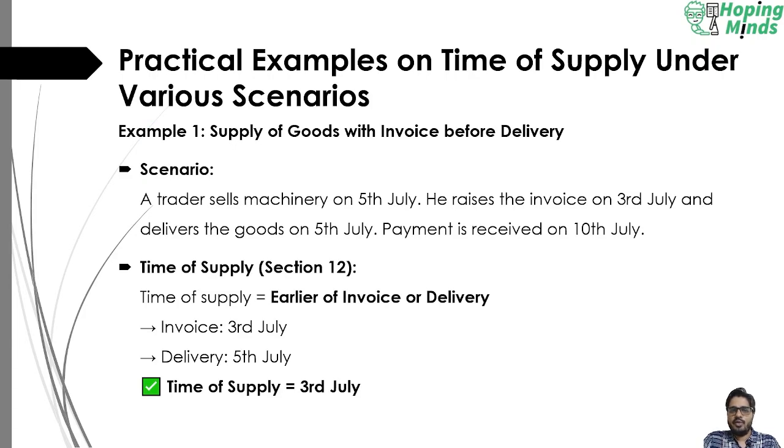So let us take a few examples. First example, supply of goods with invoice before delivery. The scenario is a trader sells a machine on 5th of July. He raises the invoice on the 3rd of July and delivers the goods on 5th of July. Payment is received on 10th July. In this case, as per section 12, the time of supply will be the earlier of invoice or delivery. So here the invoice date is 3rd July and the delivery date is 5th of July. So the time of supply will be 3rd of July.